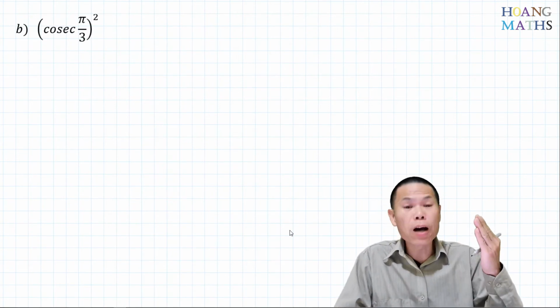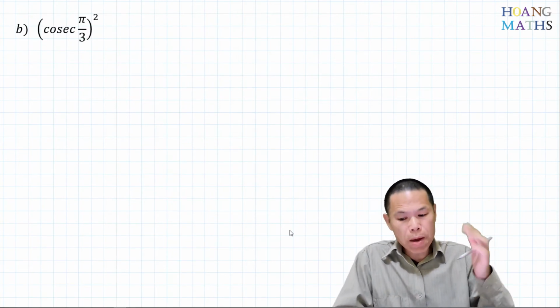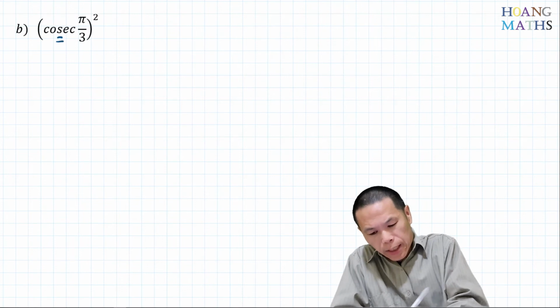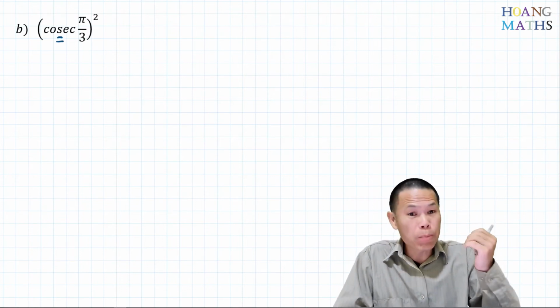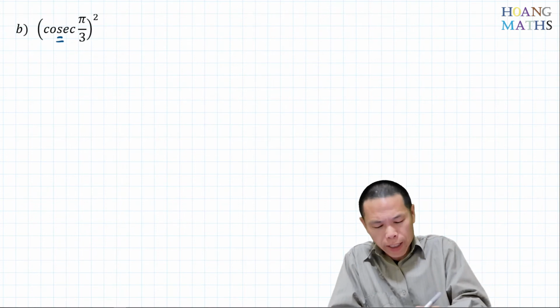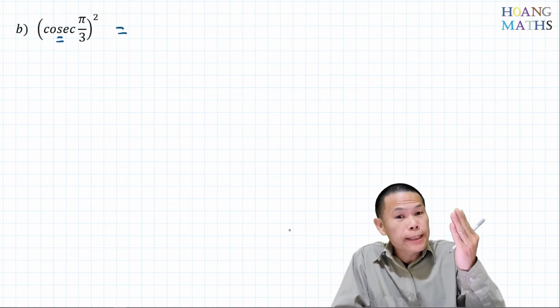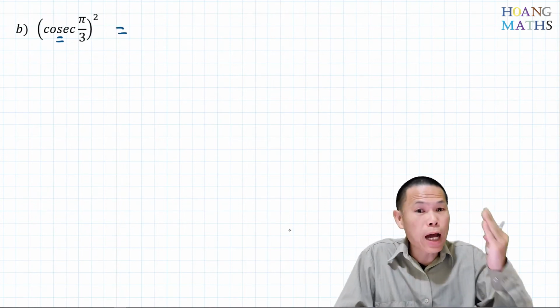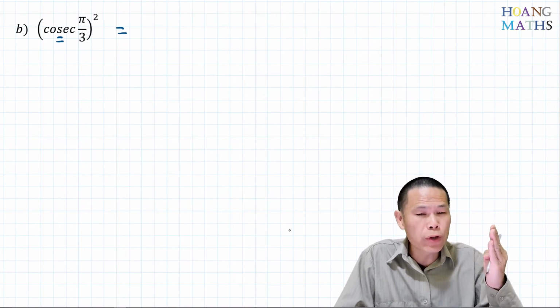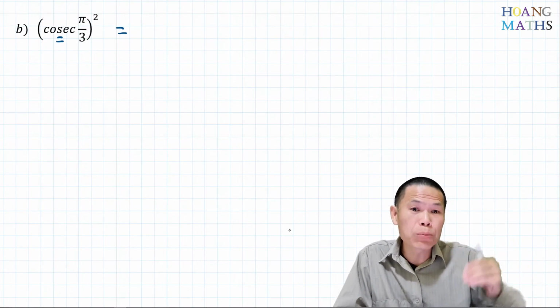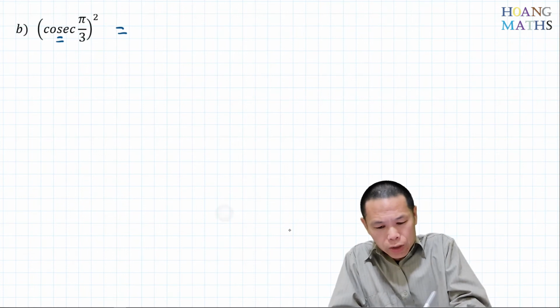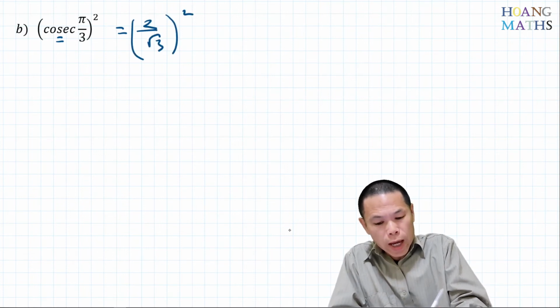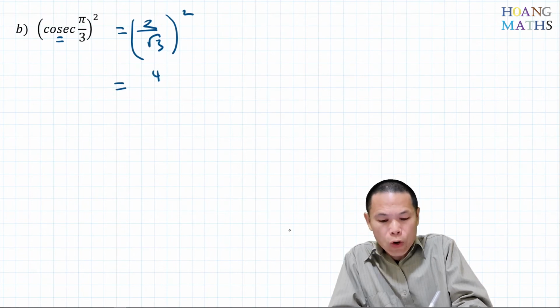Second one. So cosec of pi over 3 squared. So remember the third letter, so 1 over sine of pi over 3 squared. That's what that meant. So we just focus on sine of pi over 3. So sine of pi over 3 is root 3 over 2. So we just flip it, become 2 over root 3. And this is squared. So therefore, the answer is 4 over 3, which is 1 1/3.